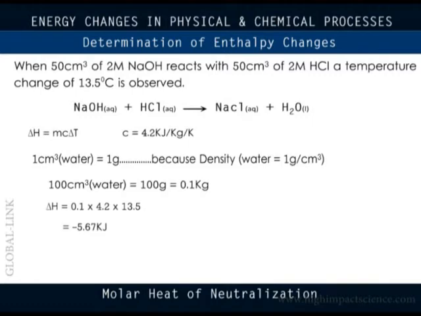But the term molar means per mole or for 1 mole. So how many moles of water were formed? We write the ionic equation. Only 1 mole of water was formed. So minus 5.67 kilojoules divided by 1 mole will give us minus 5.67 kilojoules per mole. And so the thermochemical equation will be as shown here.